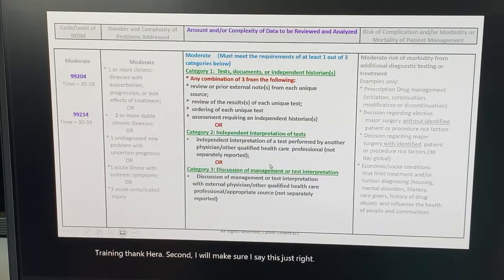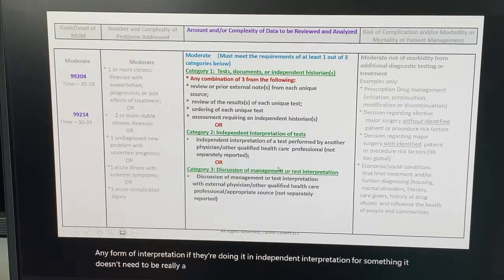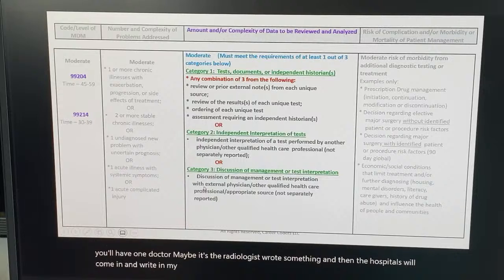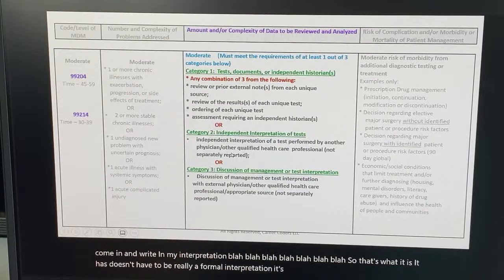Any form of interpretation, if they're doing an independent interpretation for something, doesn't need to be really a formal report. But what I see sometimes the hospitals do is, you'll have one doctor, maybe the radiologist, who wrote something, and then the hospitals will come in and write, "in my interpretation..." It doesn't have to be really a formal interpretation. It's just their interpretation of the test.